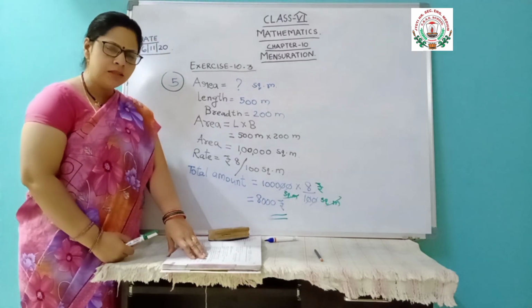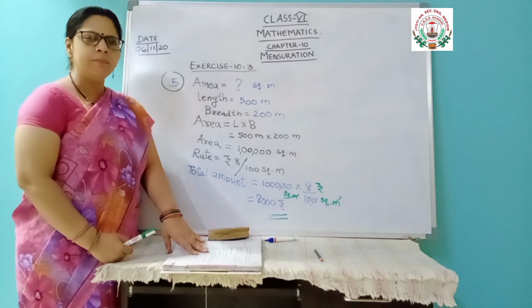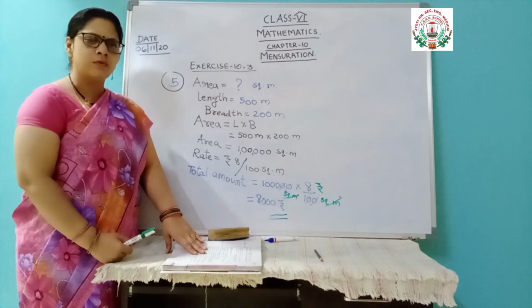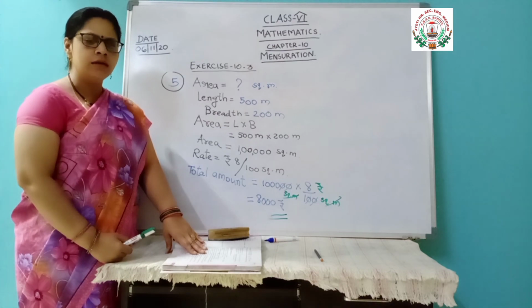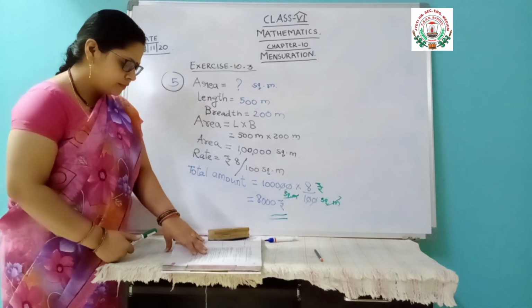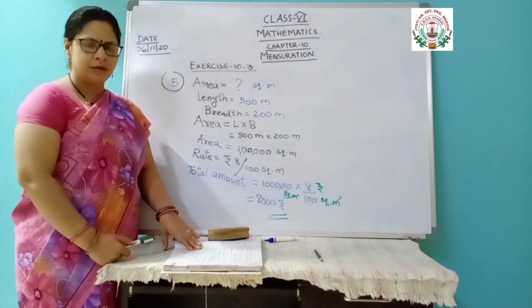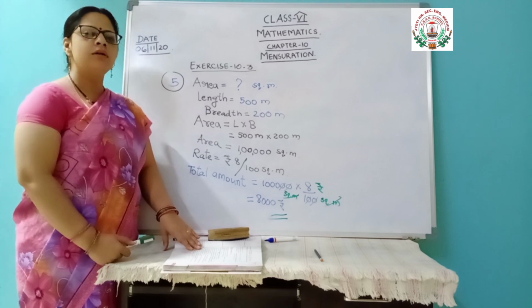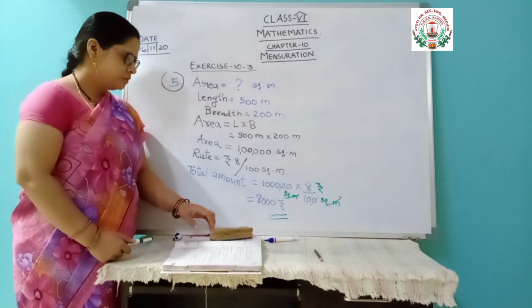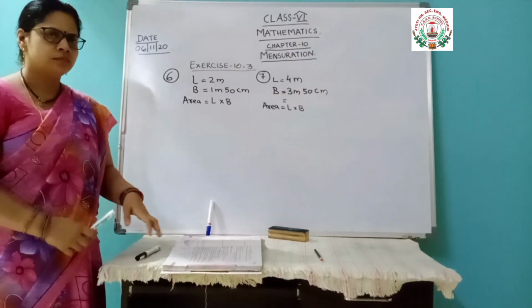Long means length, wide means breadth, and when area is not given, by seeing the unit, that is square meter, you have to understand that we are going to find out the area there. Clear? And per 100 square meter means for 100 square meter area you are using rupees 8. So here we have completed the question.